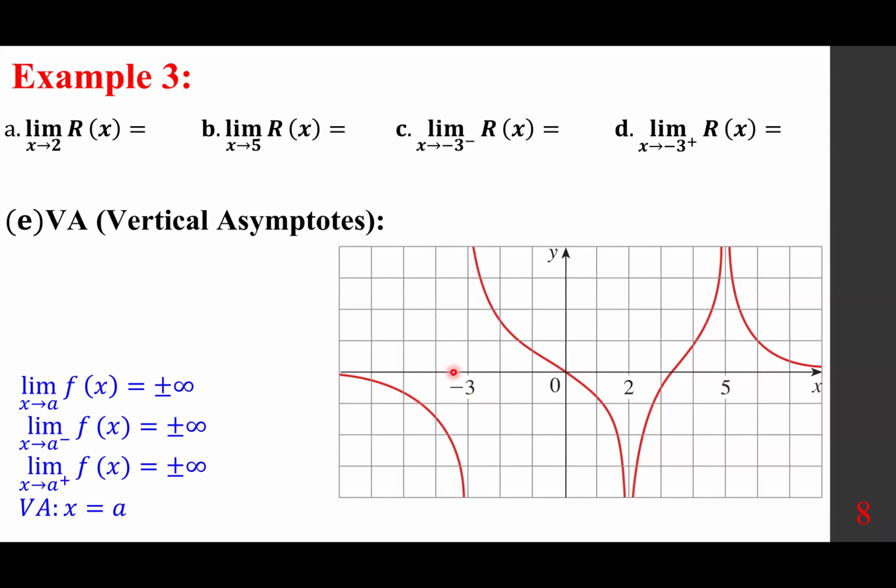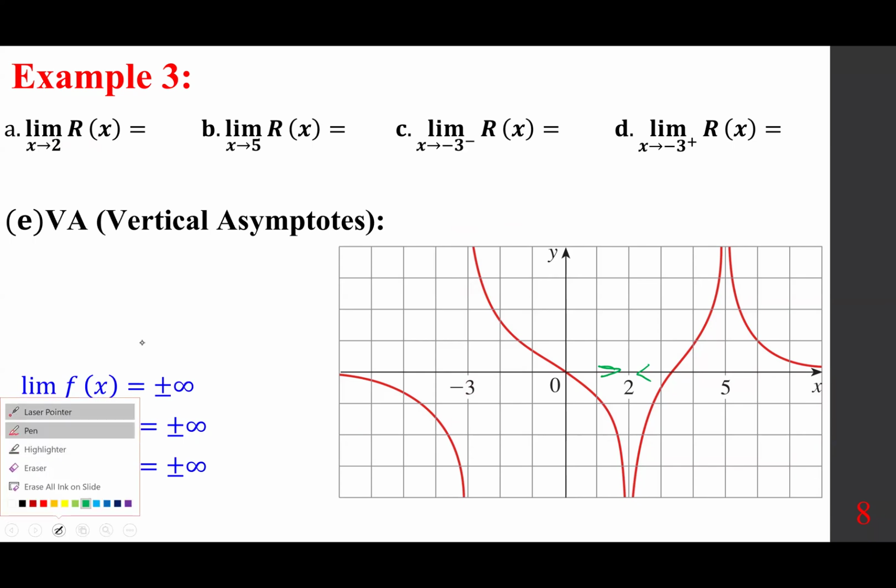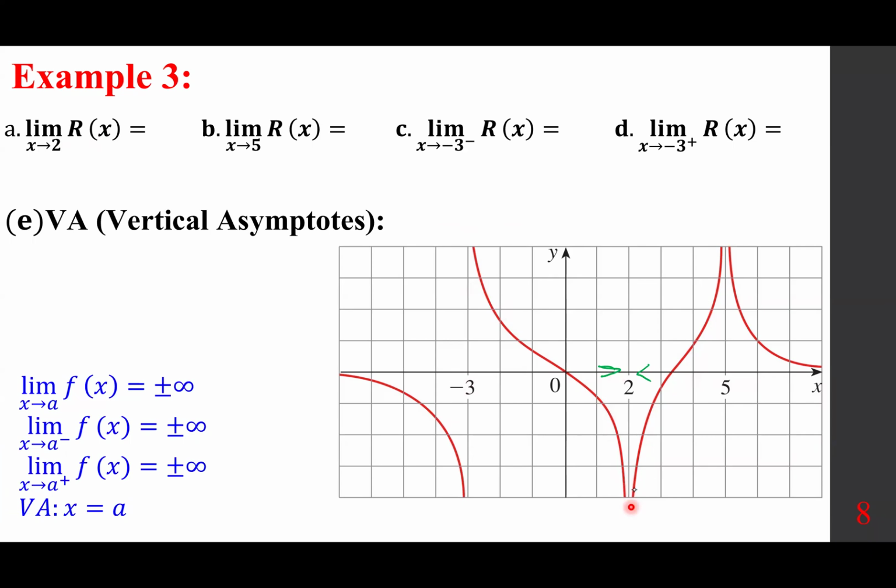Here's the graph. The limit of r of x as x approaches 2. So I hope you see that as we approach 2 from the left or right makes no difference. In both cases, it's going down to negative infinity. For the limit of r of x as x approaches 5, approaching from the left or approaching from the right, both of them make no difference, and will take us to infinity.